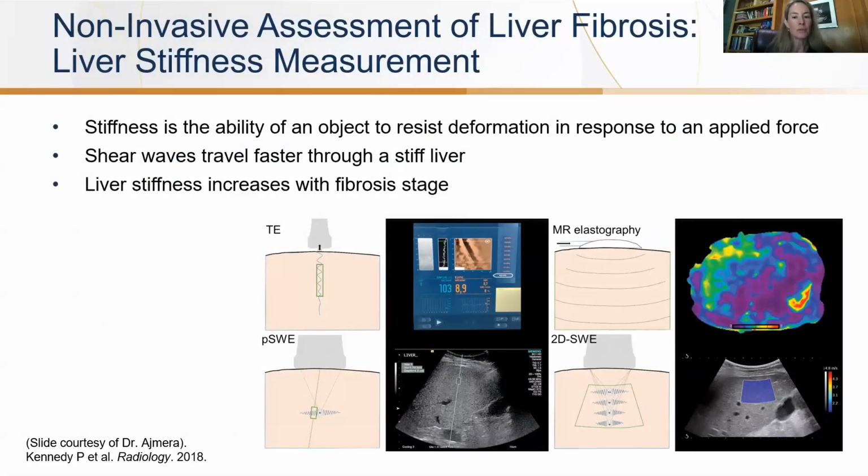Okay, so moving on to the liver stiffness based tests as NITs. Stiffness is the ability of an object to resist deformation in response to an applied force. And we know that shear waves travel faster through a stiffer liver, and that liver stiffness increases with the fibrosis stage. So here we're seeing the four different types: transient elastography or FibroScan, the MR elastography, which generates this nice colored elastogram, and then the point shear wave and two-dimensional shear wave elastography.